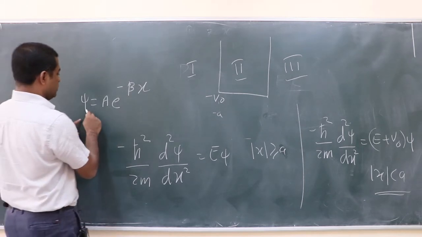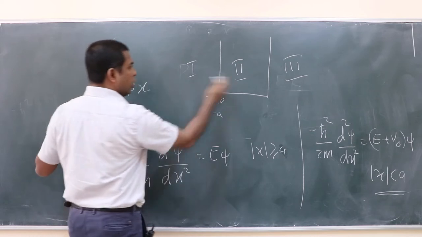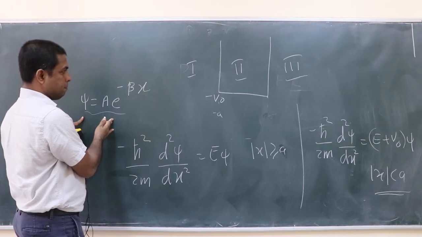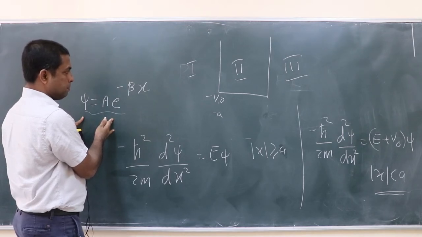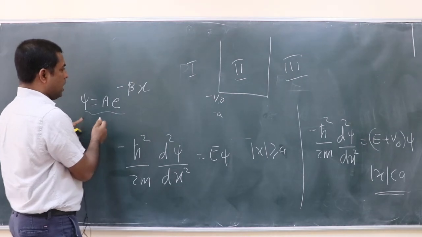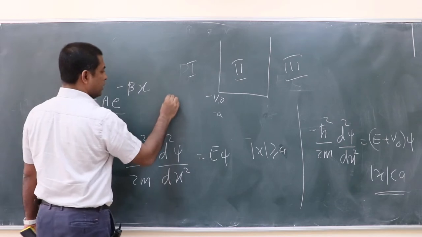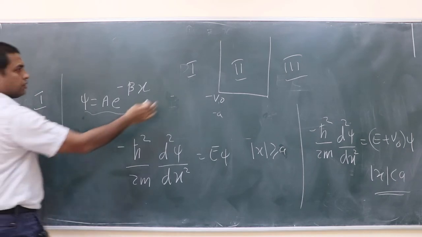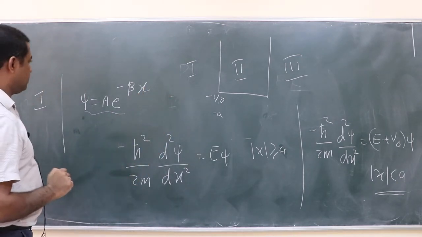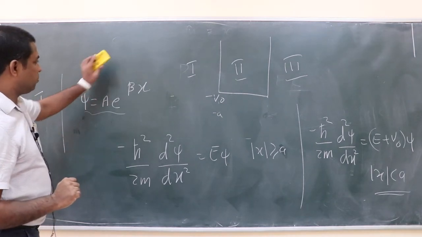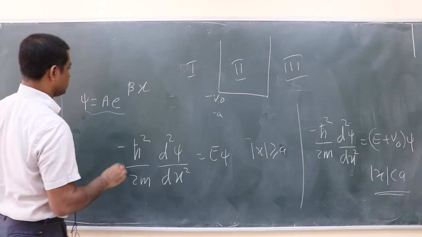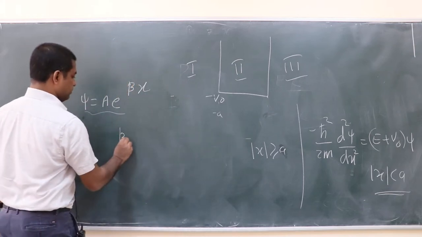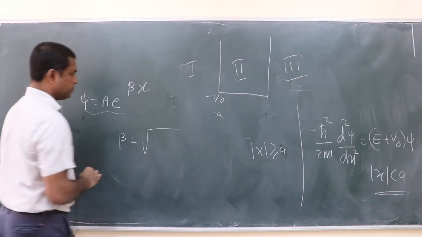Okay, so this solution, is it applicable to area 1, 2 or 3, or to both sides? Let us just look at the areas. So in the case of minus infinity to minus A, this should be e power beta x. So in that case, what is beta equal to? Root of?